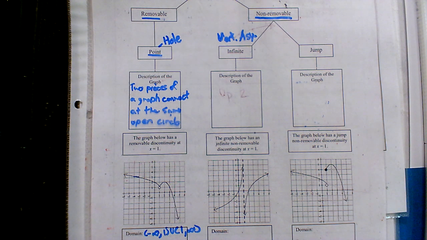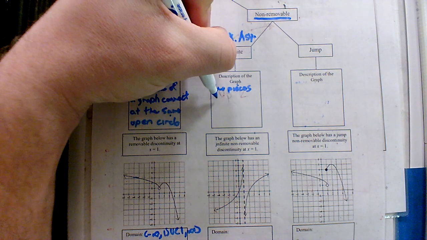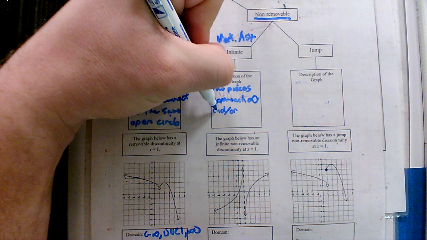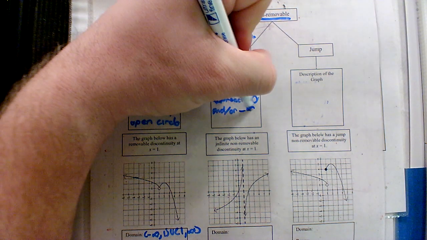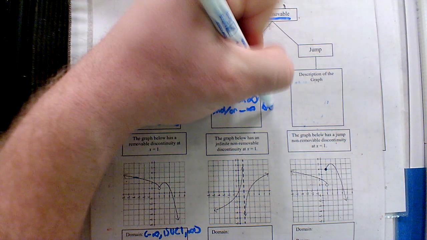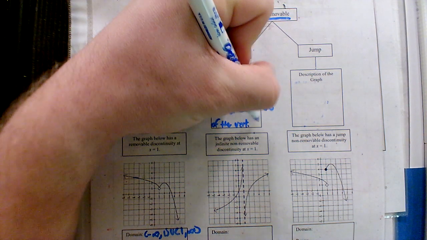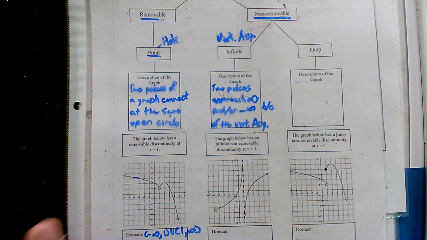Maddie? Exactly. We have two pieces. They approach infinity and/or negative infinity, because depending on the function they could both go the same way or opposite ways. So infinity and/or negative infinity, because of the vertical asymptote. So two pieces approach infinity and/or negative infinity because of the vertical asymptote. So we'll look at an example of what that actually means.